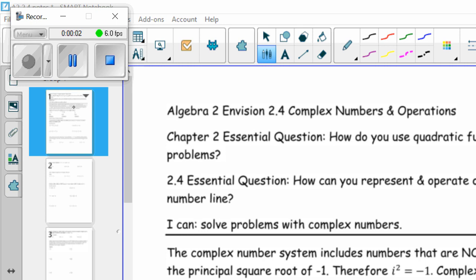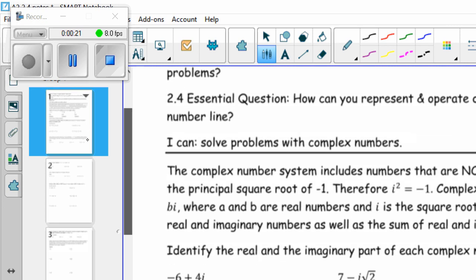All right, so today in Algebra 2, we're going to look at 2.4 complex numbers and operations. We're going to do 2 days on this, so today will be day number 1. Our essential question for this section: how can you represent and operate on numbers that are not on the real number line? After today, you will be able to solve problems with complex numbers.